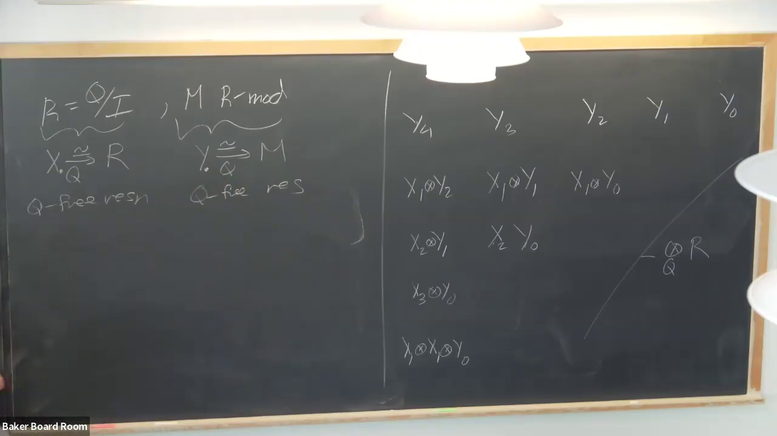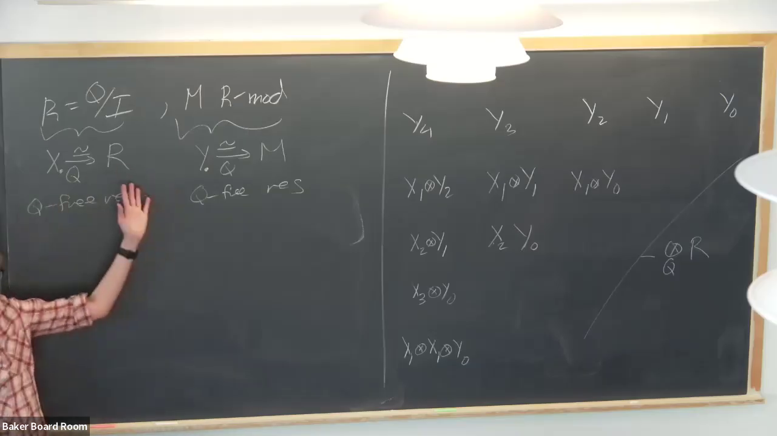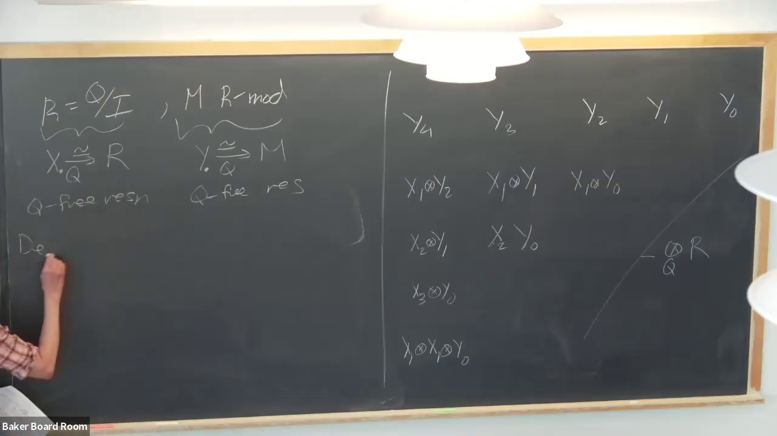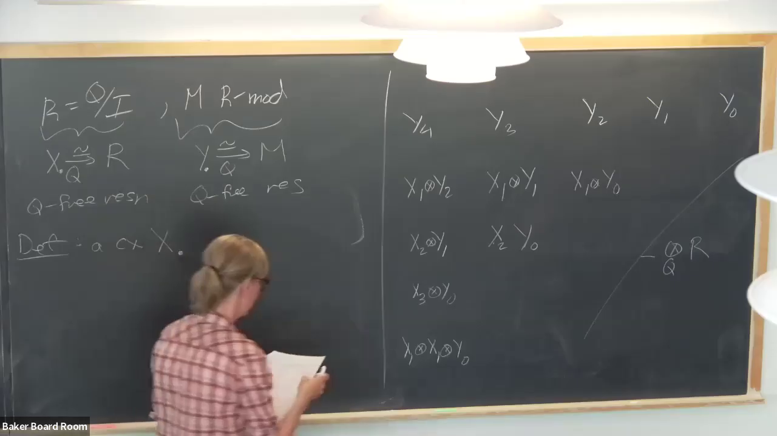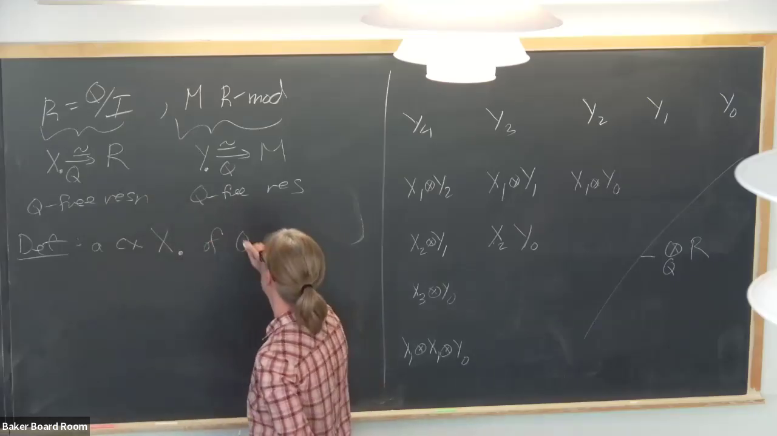And for his construction, you also need to have a bar-like thing where you're multiplying things together. Remember, the bar differentials were multiplying adjacent elements together. So he needs product structures on these things. So let me recall the definition of a DG algebra and a DG module. So very quickly, a complex X dot of, let's say, Q modules.